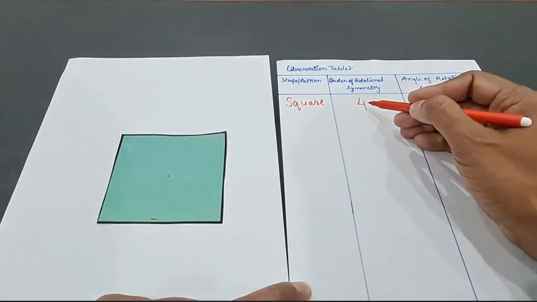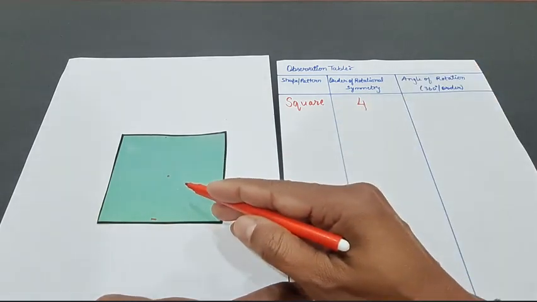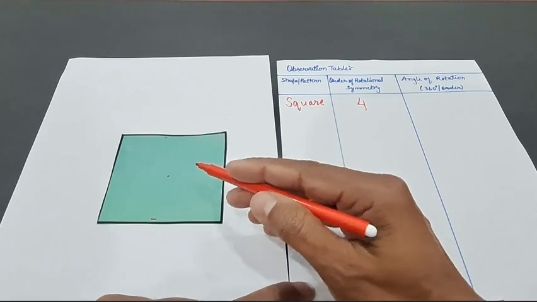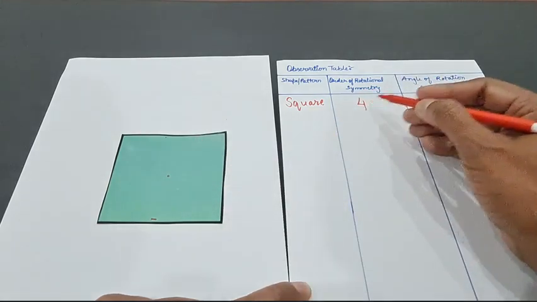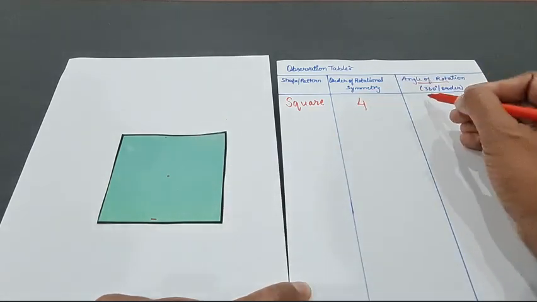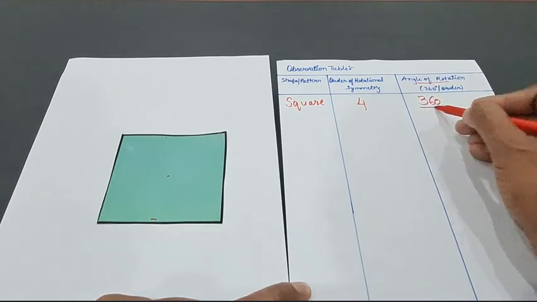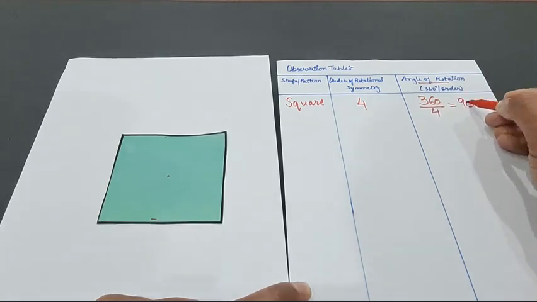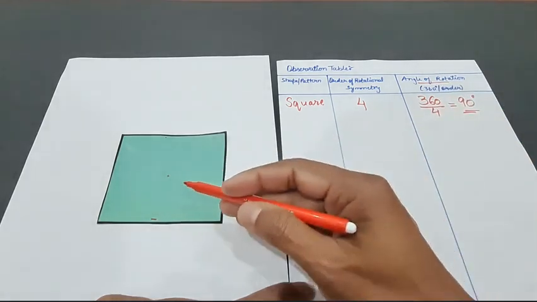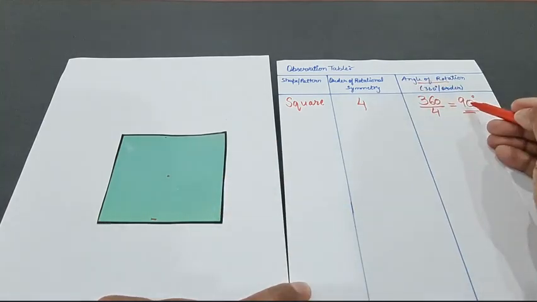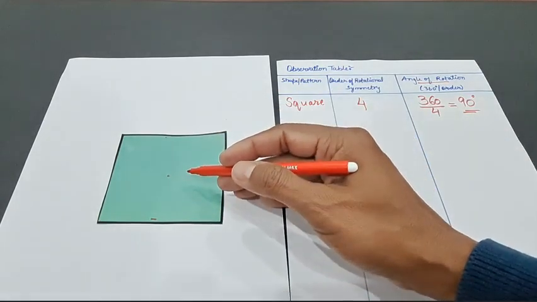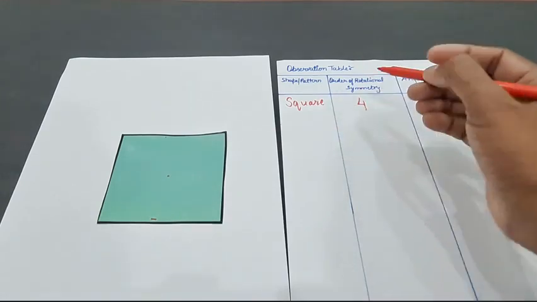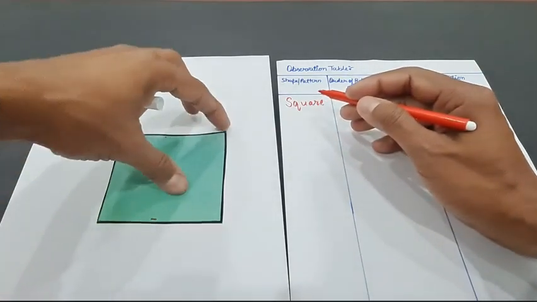So 4 times rotations, and therefore the order of rotational symmetry for this square is 4. Now to find the angle of rotation, you just have to divide 360 by the order 4, and you will get the angle. So that verifies, see, we rotated this through an angle of 90 degrees to get back the shape, and therefore this completes the rotational symmetry for the square.